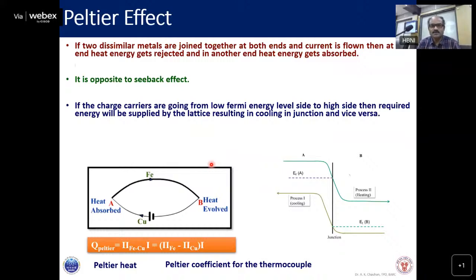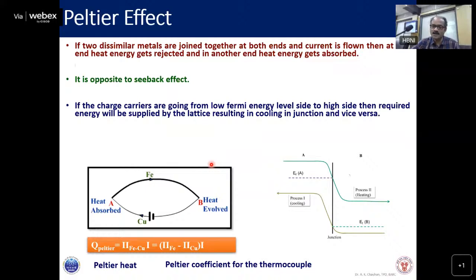Now let us see what the Peltier effect is. We saw the Seebeck effect. What was the Seebeck effect? Suppose you have two junctions, one at higher temperature and another at low temperature. In that case, an EMF is generated.